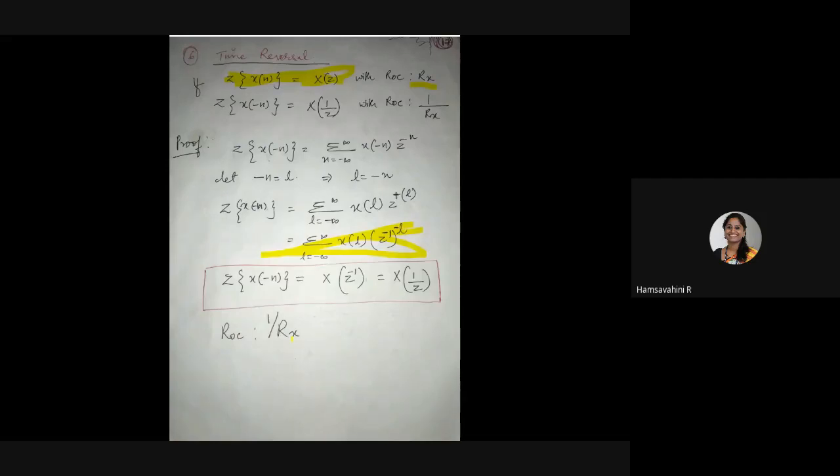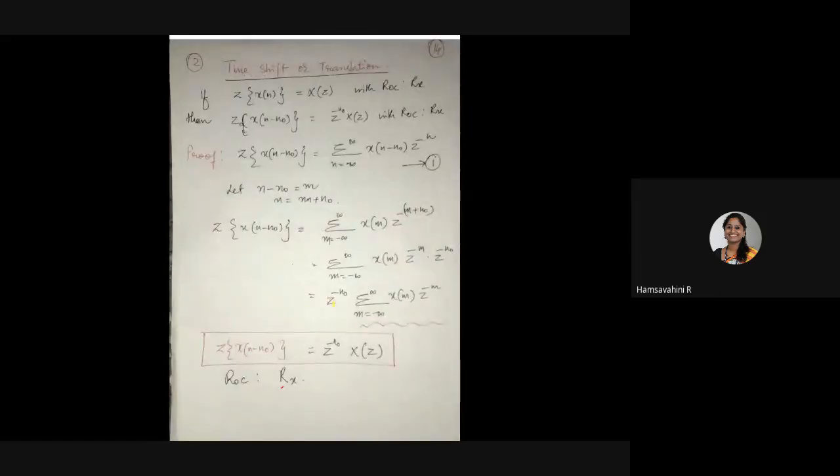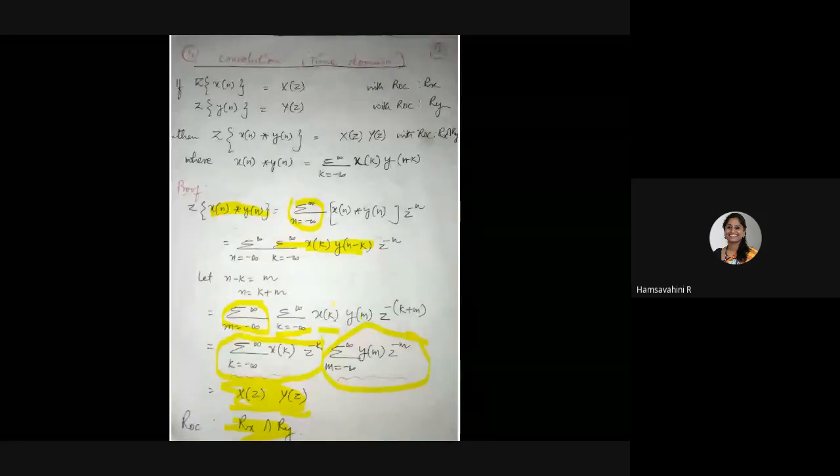In the exam, they may ask any 2 properties. Two important properties: multiplication by a ramp, which we also call the differentiation property of Z transform. Please make a note. This is one of the important properties, and the others are the time shifting property and convolution also. They may ask you to state the property and prove those properties. So out of 6, any 2 to 3 properties they will ask in the examination.